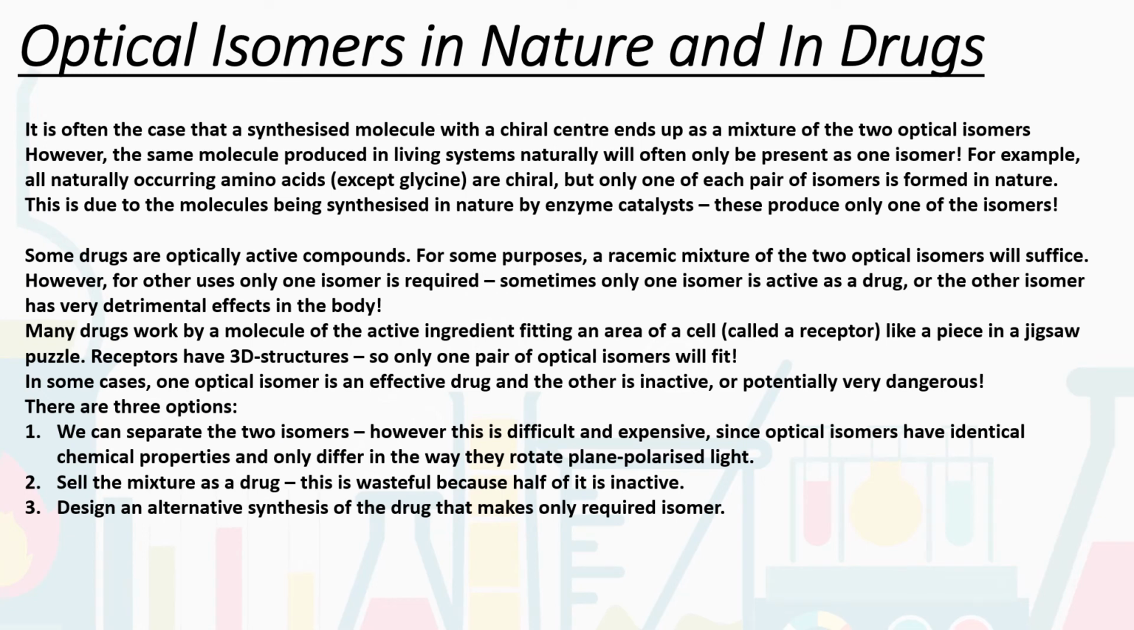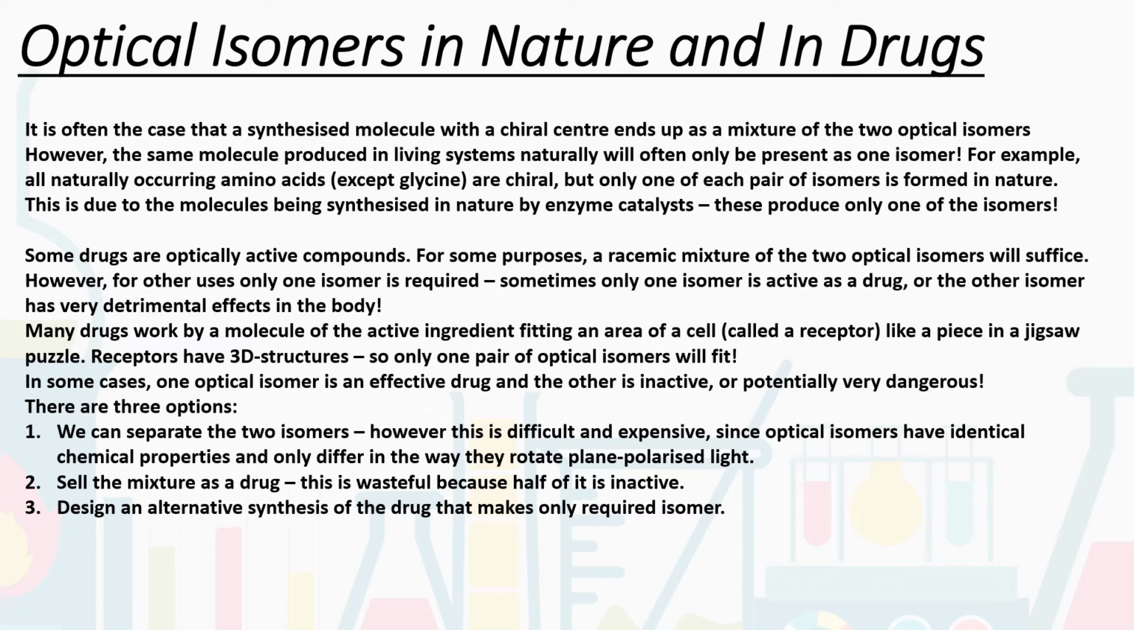So it's often the case that when we do this kind of synthesis ourselves, the synthesized molecule, the chiral centre, ends up as a mixture of the 2 optical isomers. It ends up as that racemic mixture. However, the same molecule that's produced in living systems naturally will often only be present as one isomer.